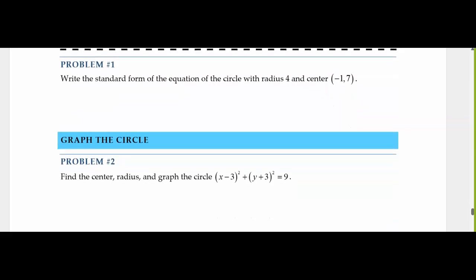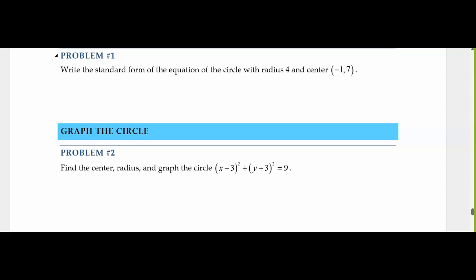Let's think about how we would write the equation of a circle if we know the radius is 4, so r equals 4, and our center is (-1, 7). Remember, that's our h and our k that we're looking at. Maybe I'll just write down next to this, the form again is x minus h all squared plus y minus k all squared equals r squared.